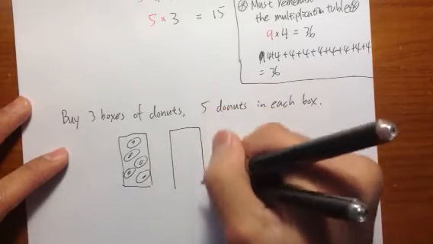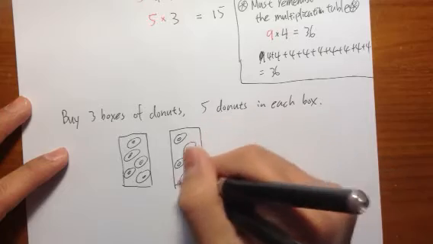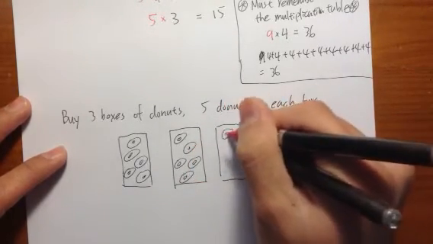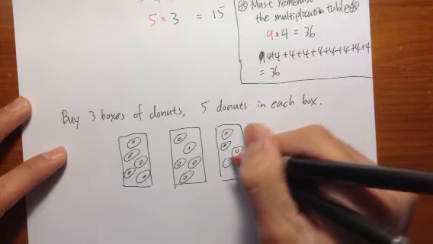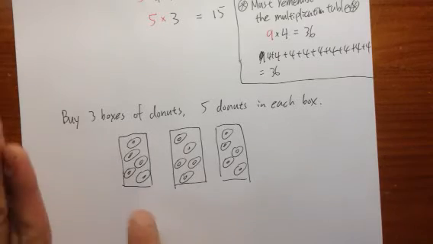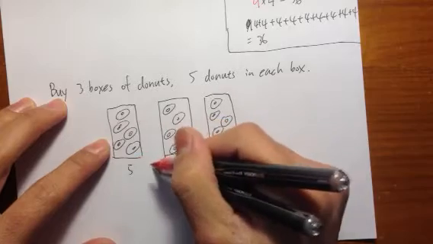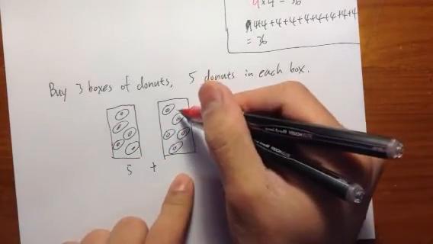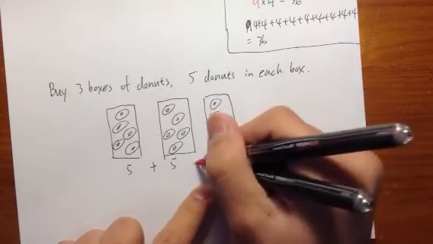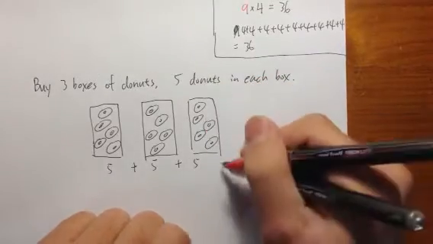I have my second box. 1, 2, 3, 4, 5. And then my third box. 1, 2, 3, 4, 5. So to add up all the donuts, I have 5 from here. I need to combine. I need to add 5 donuts from the second box. And then I need to add 5 donuts from the third box.